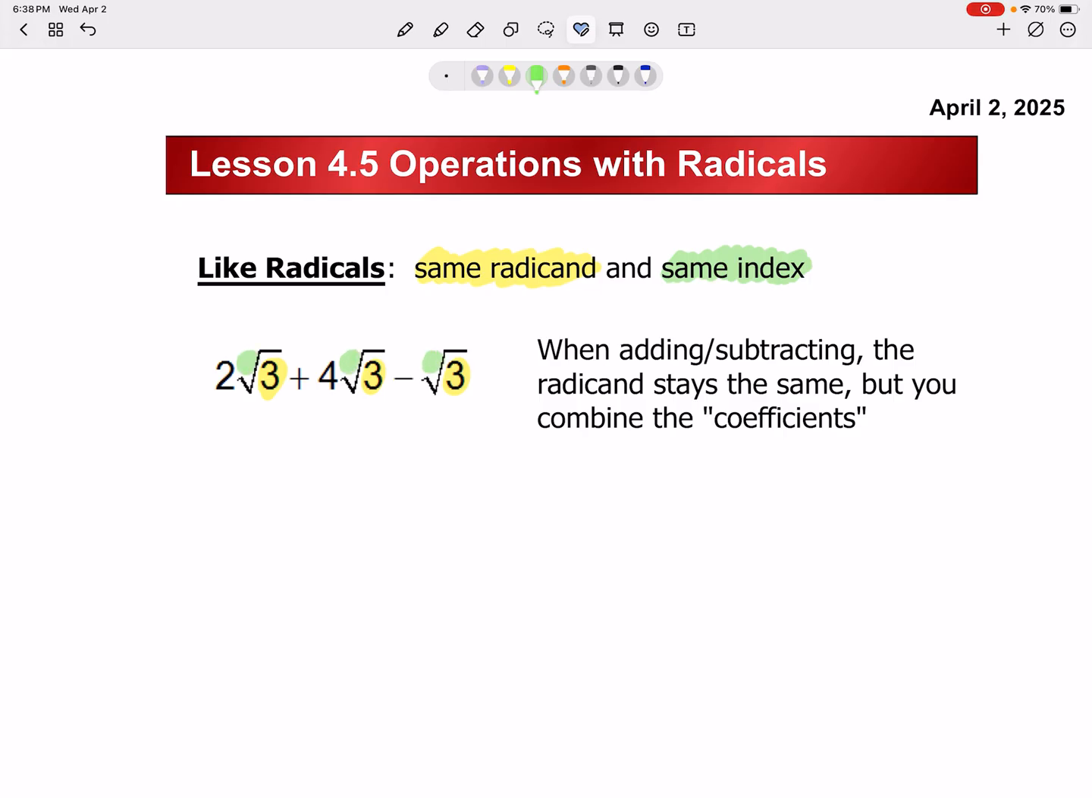So these are all square roots, so this would qualify. We have 2 times the square root of 3 plus 4 times the square root of 3 minus, this is another way to say 1 times the square root of 3. If there's not a number out there, we can always put a 1. Now when adding and subtracting like radicals, the radicand is going to stay the same, but you are going to combine the coefficients. And the coefficients are going to be the outside number.